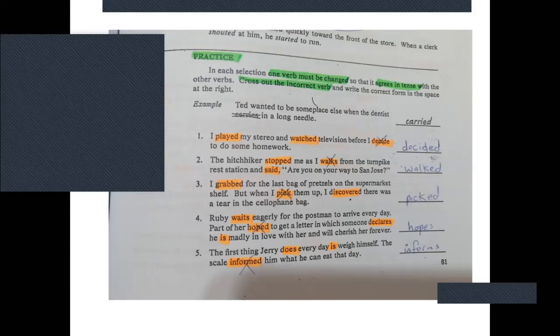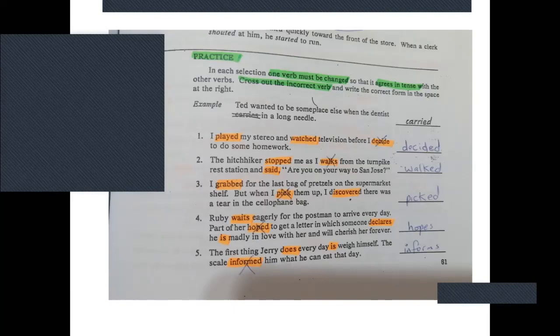Now, why say hoped in the middle? That's odd. This way it's wrong. We cross out hoped and we change it to be hopes, part of her. Now, part is singular, one part. Part of her hopes, okay?